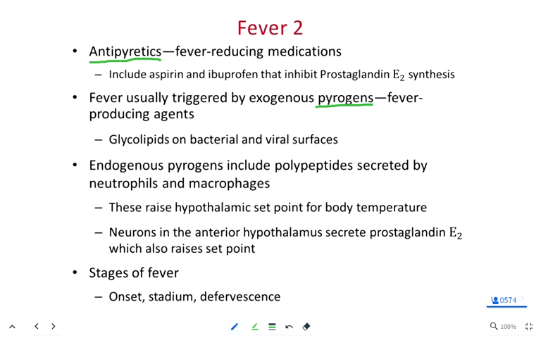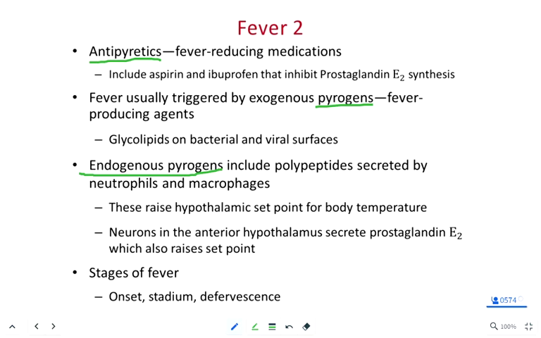We also can have endogenous pyrogens. These are the ones that we make. So an endogenous pyrogen is a molecule we make that induces a fever. And these are typically going to be secreted by cells that attack and target the bacteria, those first responder cells. So the neutrophils and the macrophages.